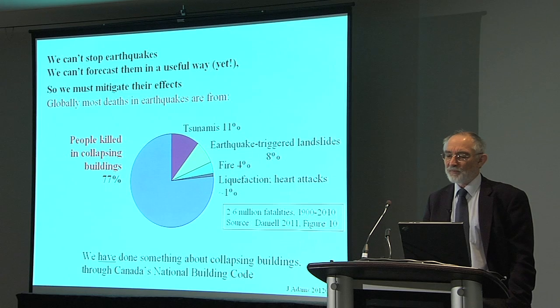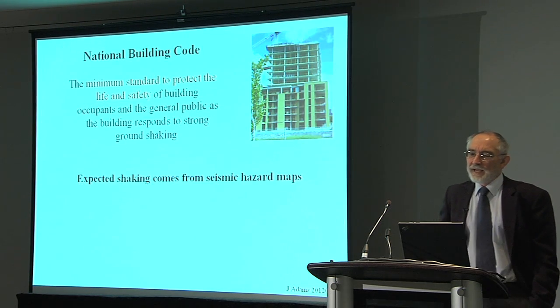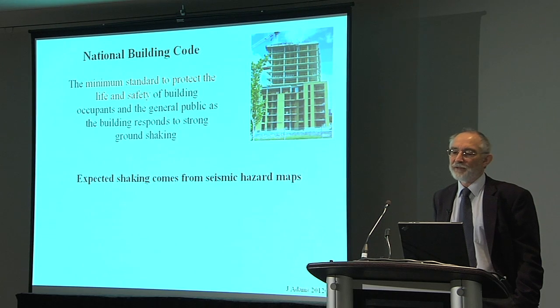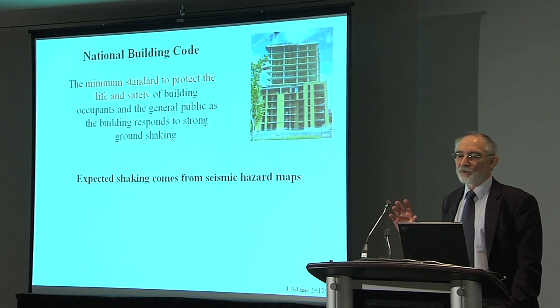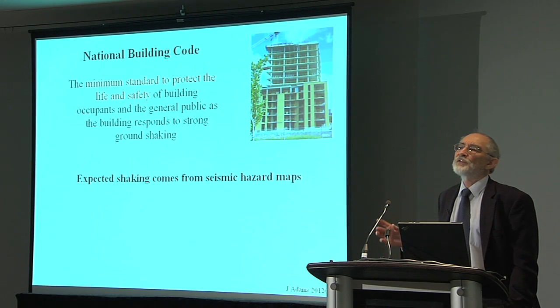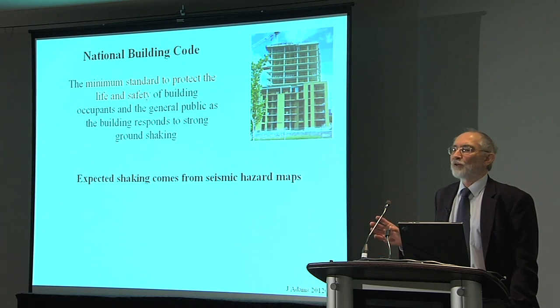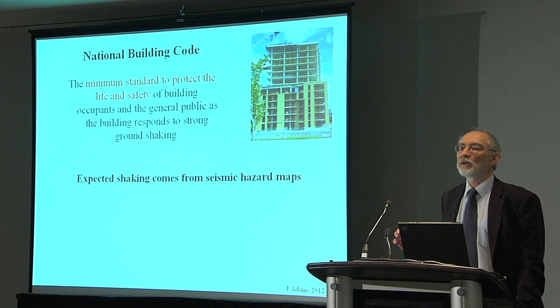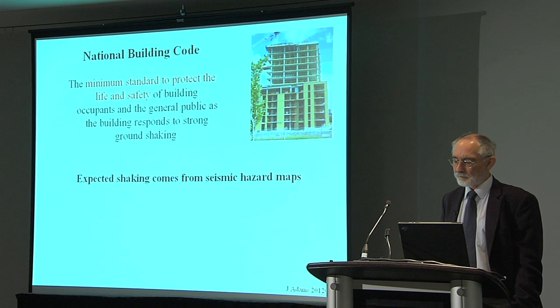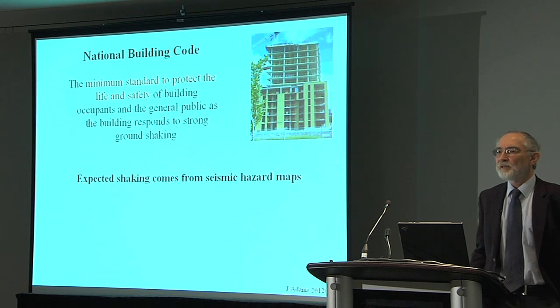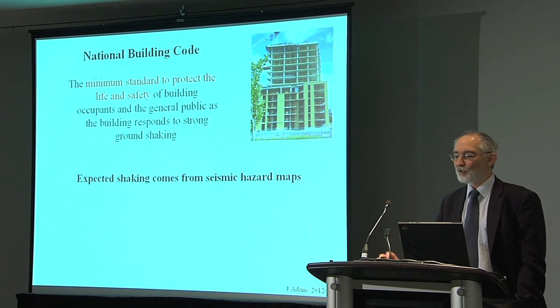Now, in Canada, we have done something about the collapsing building through the building code. And the National Building Code is the minimum standard to protect the life and safety of building occupants and the general public as the building responds to strong shaking. Now, I have to say, it doesn't protect you from very large economic losses. A success in this field is often that you can walk out of the building, but the building has to be torn down. There is a different category, which is the continued operation, the one Dennis was talking about, where after an earthquake like this, we really want our hospitals to be operational, so they have to be built to a higher standard. Now, the expected shaking comes from seismic hazard maps, and these have been done since the 1950s by the Geological Survey of Canada as the contribution to the National Building Code.